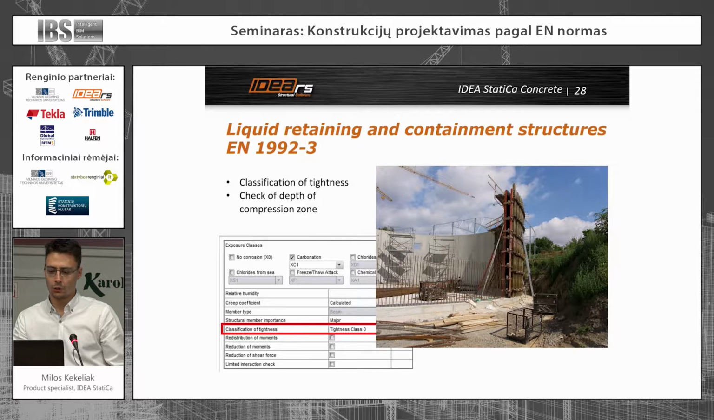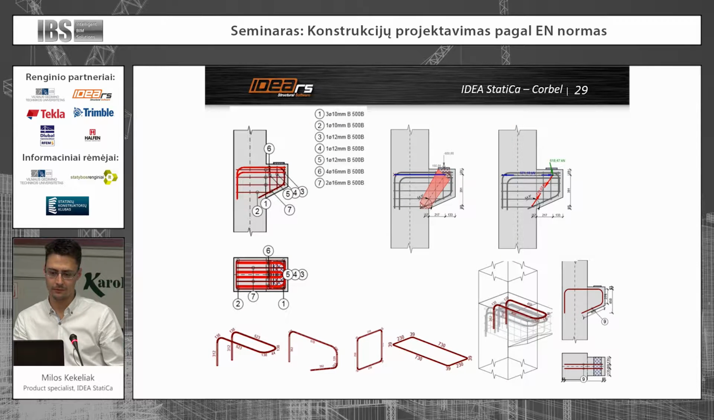According to the European standard, there is a possibility to design liquid retaining and containment structures. It's very easy. Input is in the RCS module, where the structural engineer defines the type of such structure, and the program automatically calculates the compression zone depth and provides the result of crack width and whether the crack appears or not.